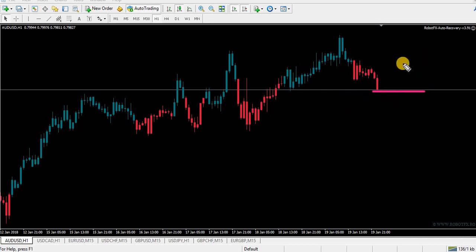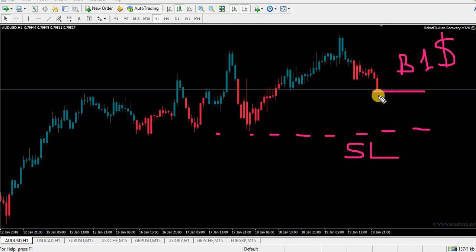So let's say you are buying here with lot size $1, or whatever lot size your account allows you. The most common and classic method is placing a stop loss, usually at the previous swing level, which will be somewhere here. Let's say the distance is probably 50 pips or so.